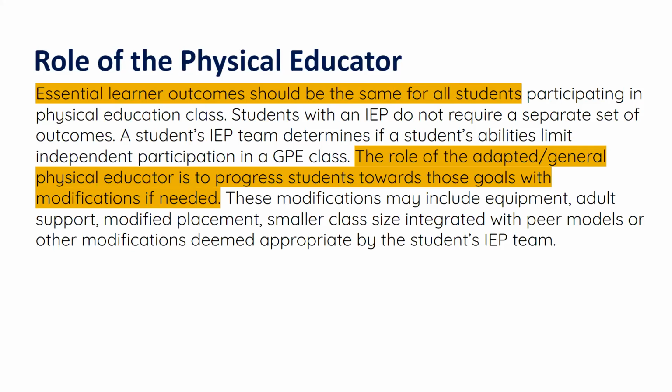The decision for what type of PE is one of the roles of the student IEP team. So if adaptive PE or modified PE services is something the team would be discussing, make sure to include your physical educator in that meeting as one of the general education teachers and as part of that team who has knowledge and expertise in motor skill development. Some of the modifications that the physical educator might suggest or that the team might consider are adult support, special equipment, smaller class size, peer models, or whatever that IEP team decides.